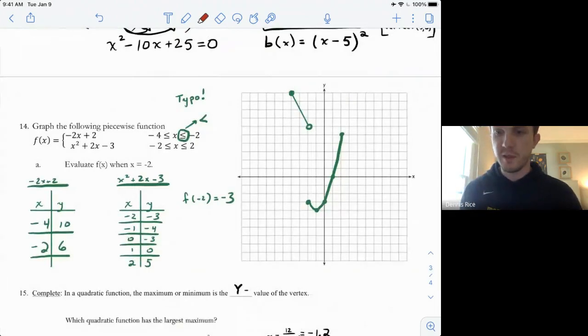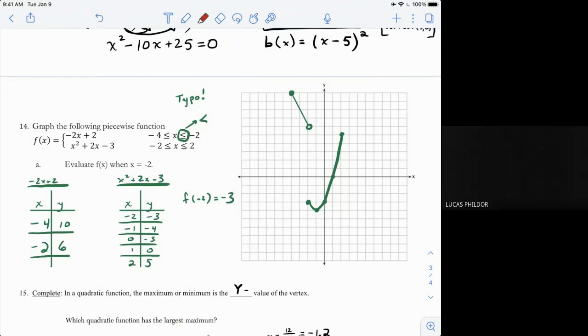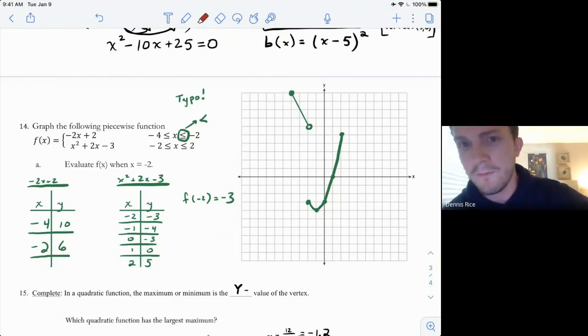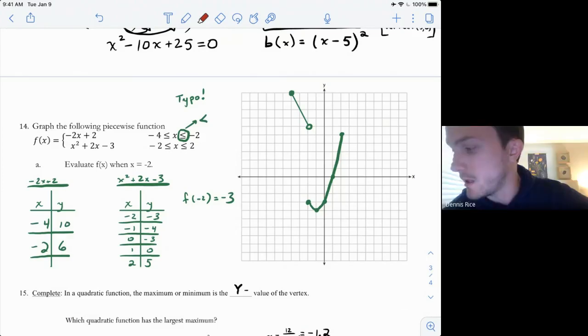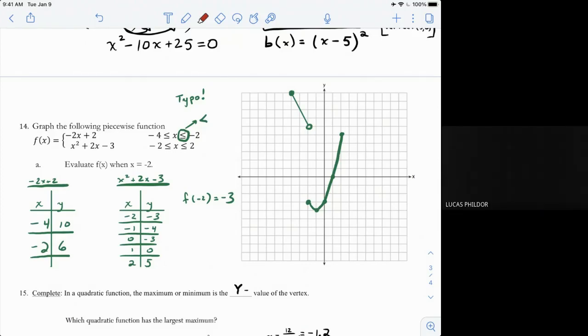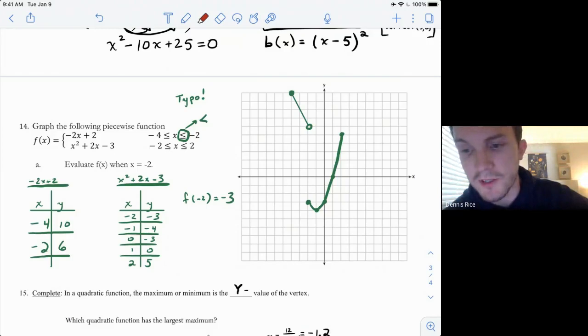Any questions with the second page? Go ahead, Lucas. For the graph in question, my graph goes off of the actual grid that's shown, so I can't see the second intercept. Say it one more time, buddy. I can't see the second intercept because the graph goes outside of the screen. For which question?